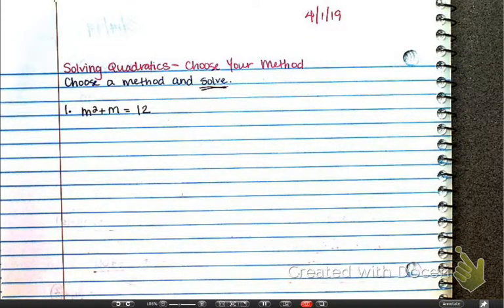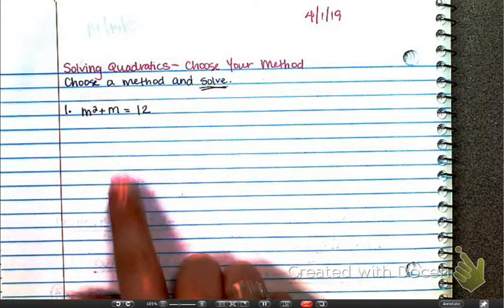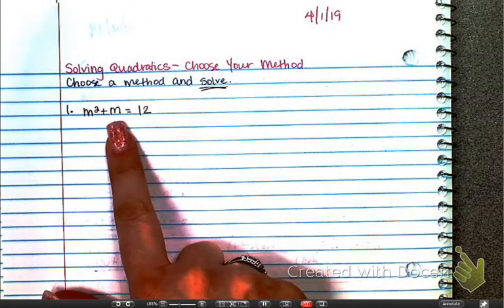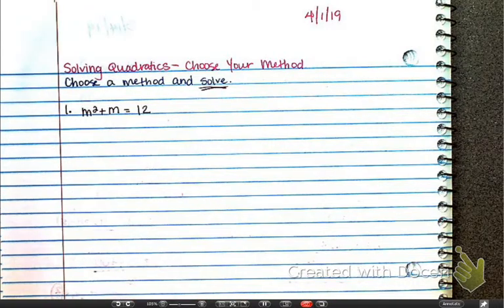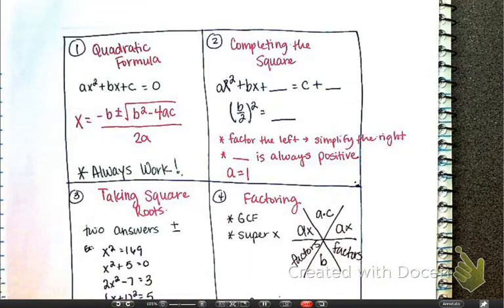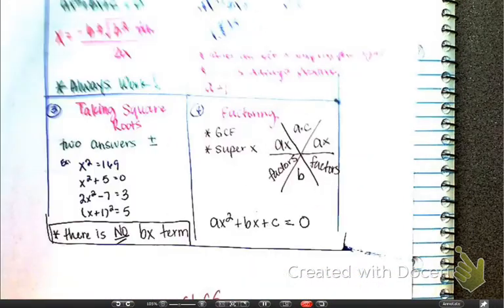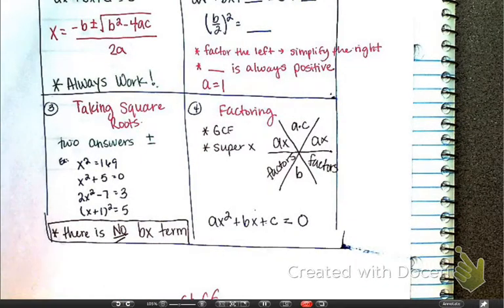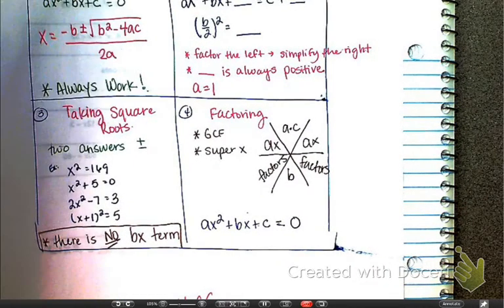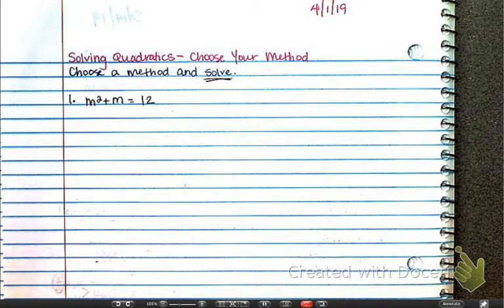Which method do we want to use? We want to use the square root. Okay. Can you take square roots with this problem? Why? No. So in this case, we cannot take square roots because there's a b term. Remember, there is no b term for square roots. So that's really the only one I can't choose from. So let's choose a different option.